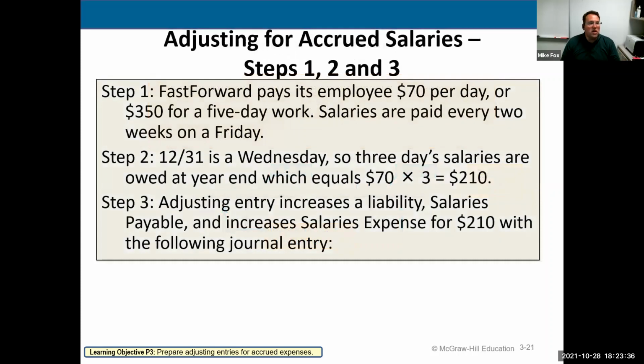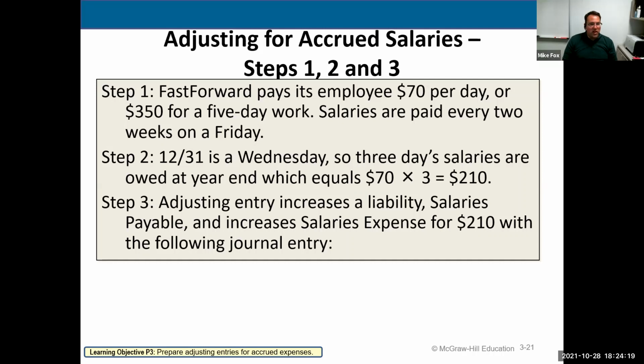So here's an example. Fast Forward pays its employees $70 per day or $350 for a 5-day work week. Salaries are paid every 2 weeks on a Friday. December 31st is a Wednesday. So there's 3 days of salaries owed at the year end. But we're not going to pay them until next Friday, at the payday. So we recognize our employees have worked, we owe these salaries, and we've incurred the expense of them, and we need that expense to show up on our income statement so it's accurate.